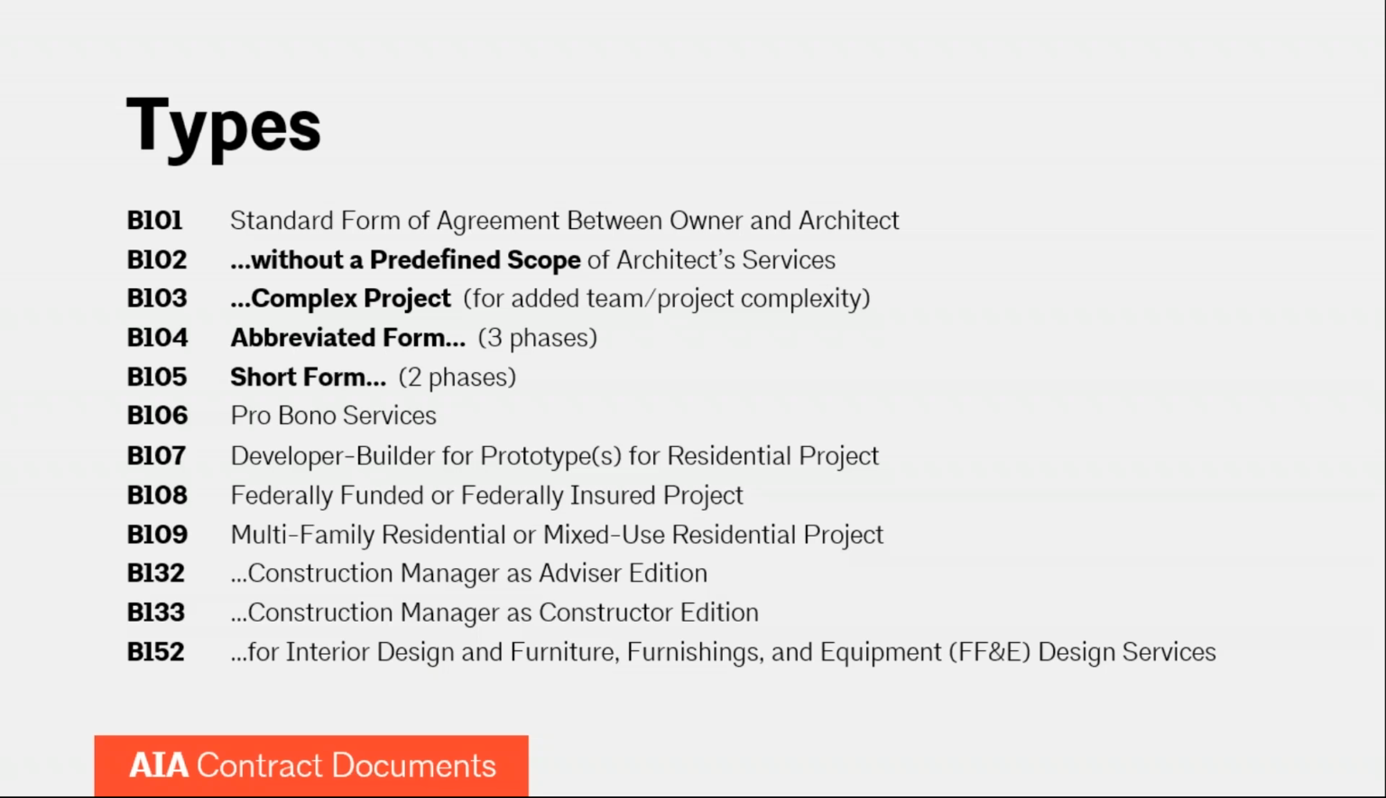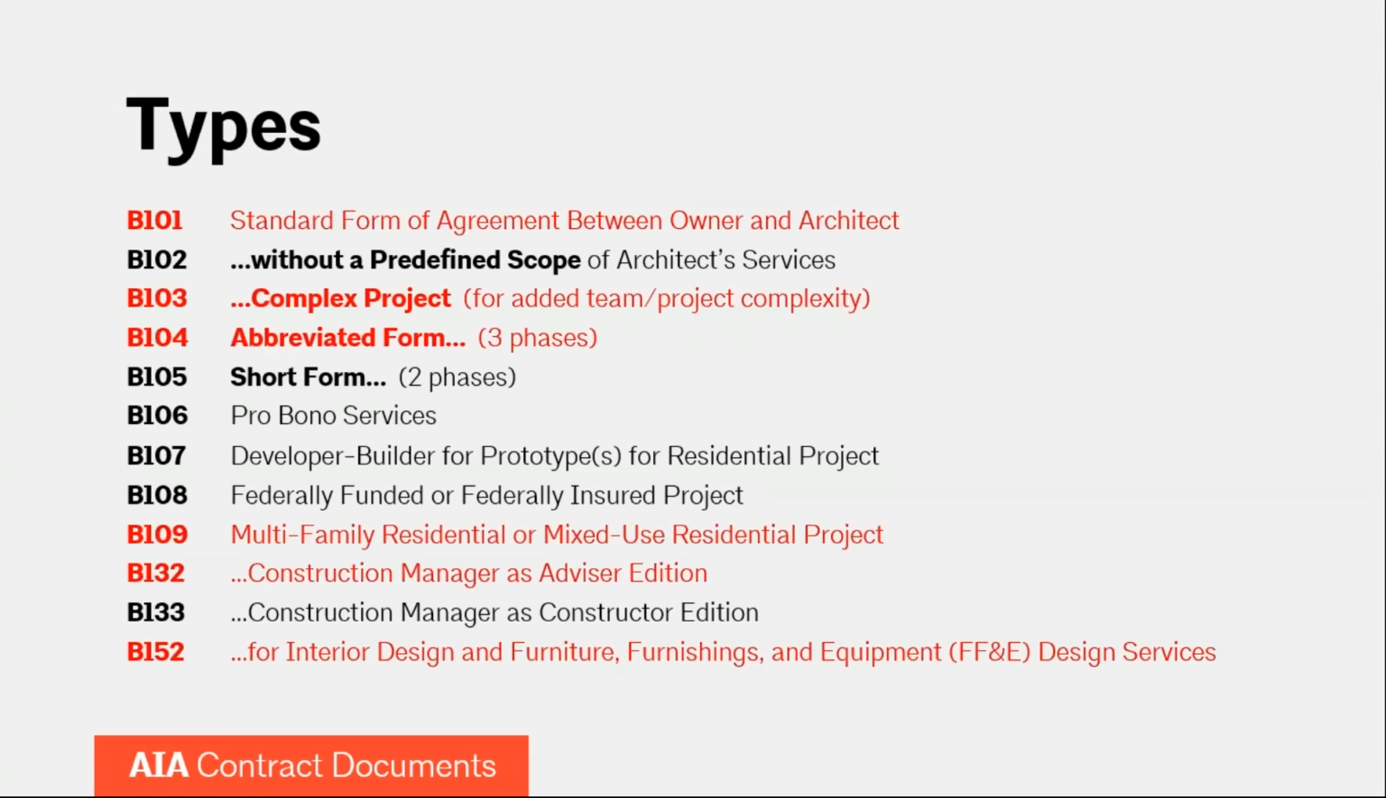B107 is for a prototype single family housing. B108 is for federally funded or insured projects like HUD projects. B109 is for multifamily housing. B132 is the owner architect agreement for CM as an advisor, and the B133 is for the CM as constructor. And finally, the B152 is the owner architect agreement for interior design and furniture, furnishings, and equipment design services.